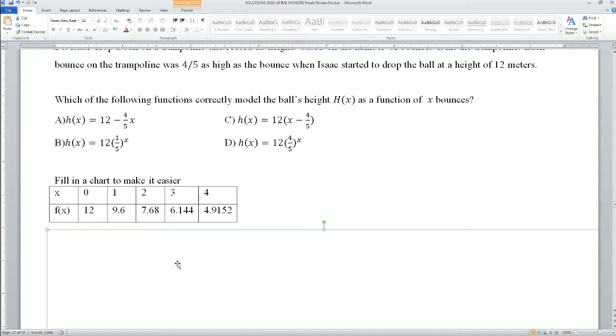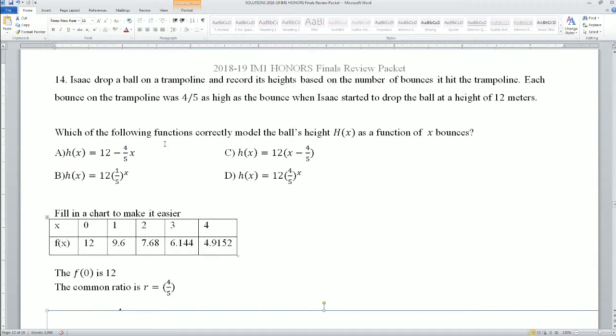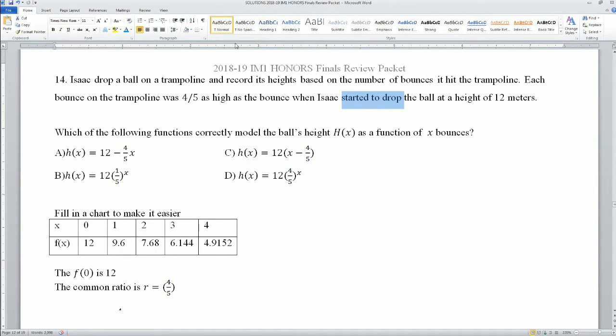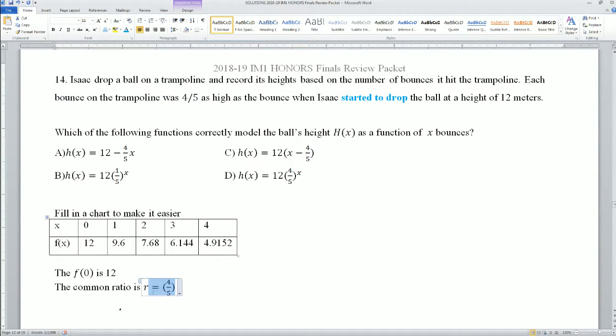Here, let's make a chart to make your life easier. I tell you that f(0) is 12 because it starts right here. Drop is the keyword here. And again, it is 4/5, a fraction, or you could say a percentage as well. So I would say it is a common ratio. We know that it is 4/5 each time.